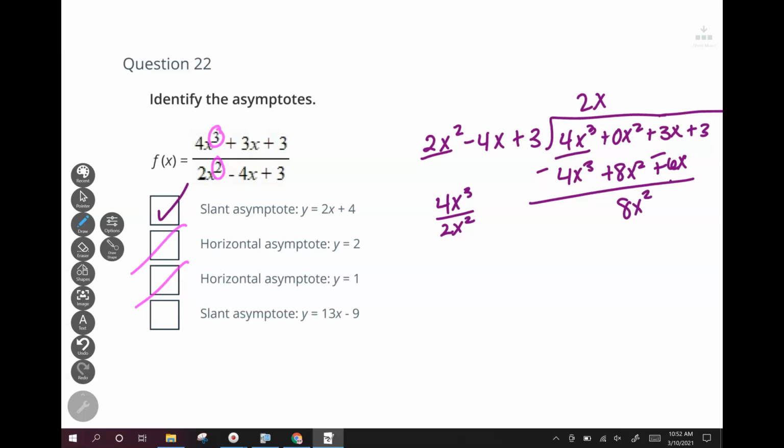8x squared minus 3x, drop the 3. Do it again. 8x squared divided by 2x squared is 4, so plus 4. And that's all you need. So there's the equation for your slant asymptote.